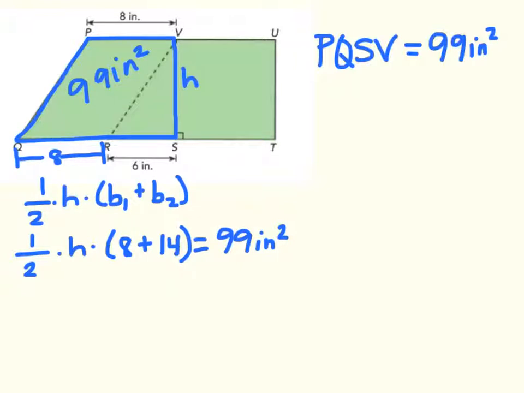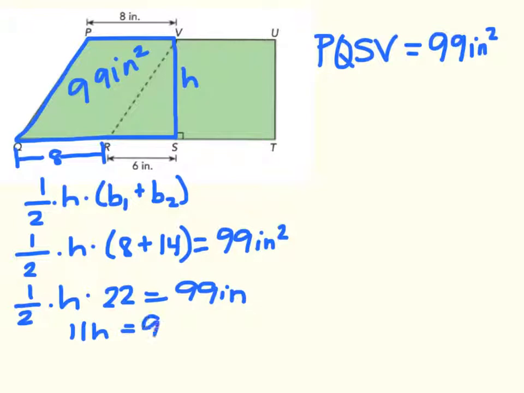So let's just keep working through these PEMDAS steps. 1/2 times the height times 8 plus 14 gives us 22 equals 99 inches squared. 1/2 of 22 is 11 H's. That's 99 inches. So dividing each side by 11 to isolate H gives us 9 inches. So our height here is 9 inches.